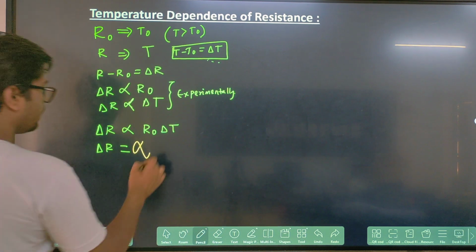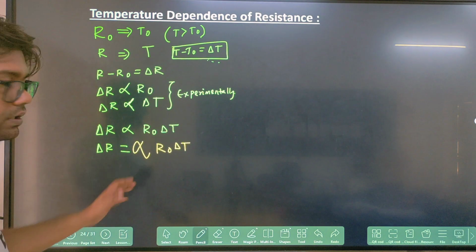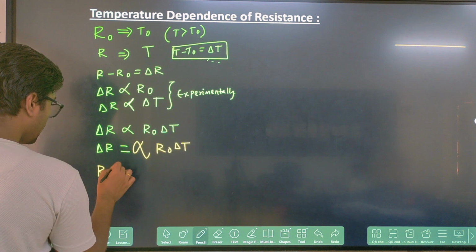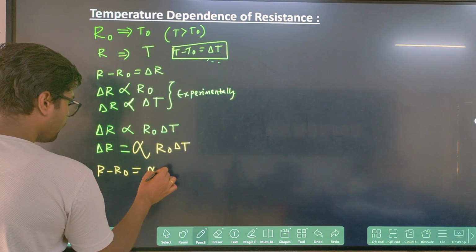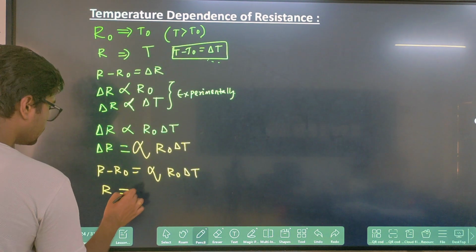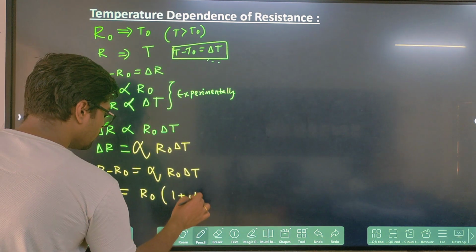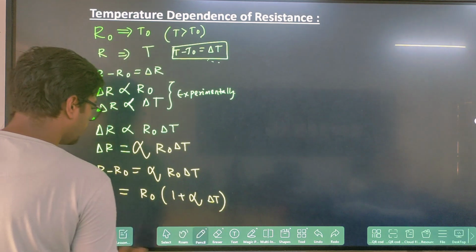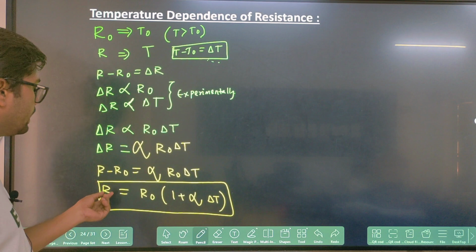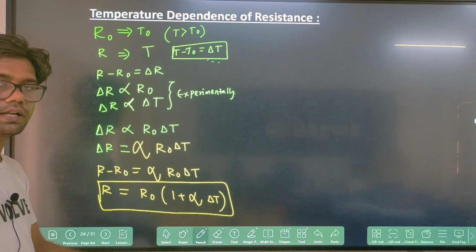This is your alpha and R naught delta T. We'll talk about this alpha. What is this? Let's derive this one, then we'll talk. For delta R equal to what? R minus R naught equal to alpha R naught delta T. So R can be written as R naught into 1 plus alpha delta T. Clear? This will be your relation. Resistance at temperature T can be written as R naught into 1 plus alpha delta T.